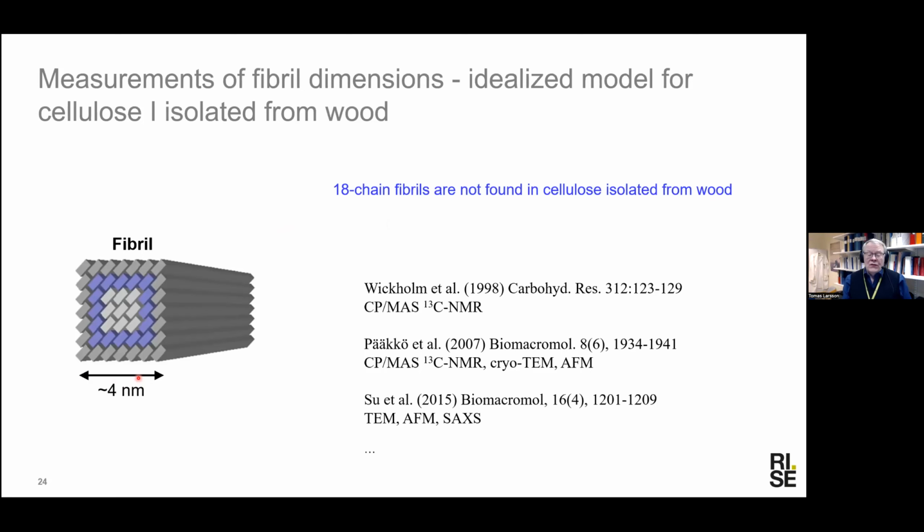And we never find the 18 chain fibrils after isolation. And it's not only us, there are quite a lot of other researchers that have shown the same thing, that the 18 chain model might be the fibril that you have prior to isolation, but after isolation, it's not. And exactly what happens and how this happens, how you move from an 18 chain fibril to a larger 4 nanometer, which is roughly 50 polymer chain model, we don't know. That's the honest thing.